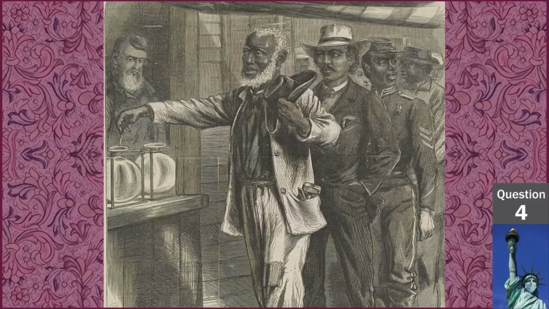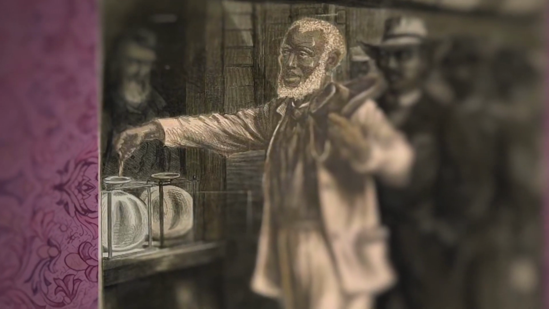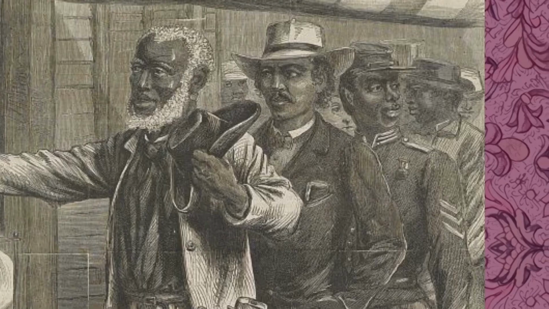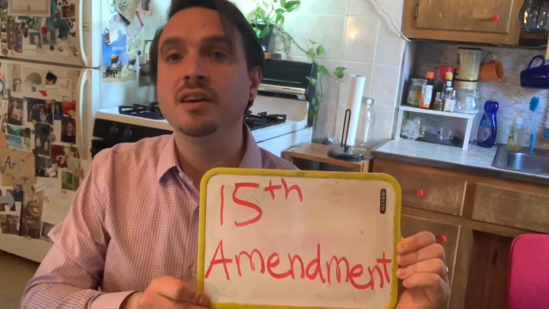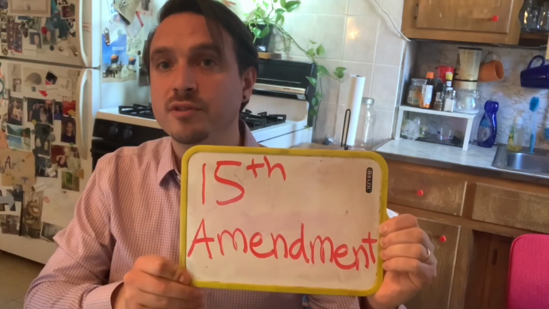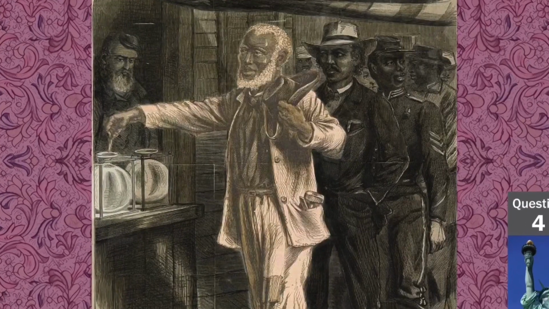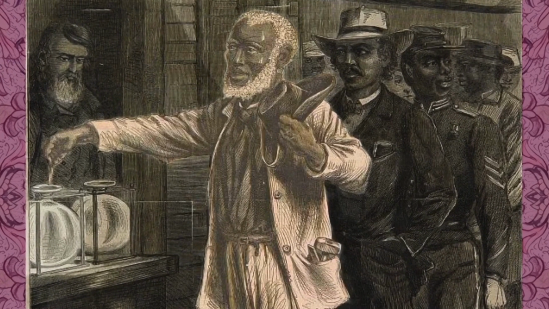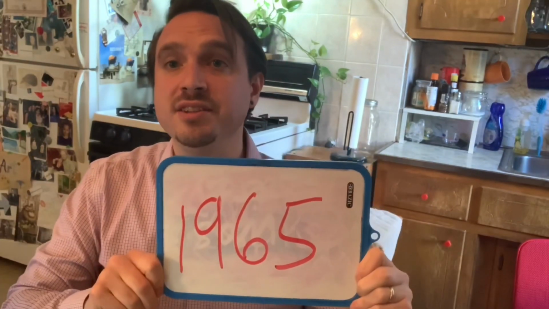Look at this picture. What do you see? This man is voting. This picture shows black men voting for the first time in the United States. The 15th Amendment gives African American men the right to vote for the first time in the United States. And this happened in 1870. But not until 1965, with the Civil Rights Act, was there a law to enforce voting rights for all black Americans in the United States.